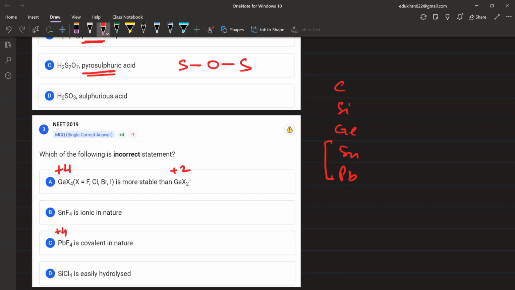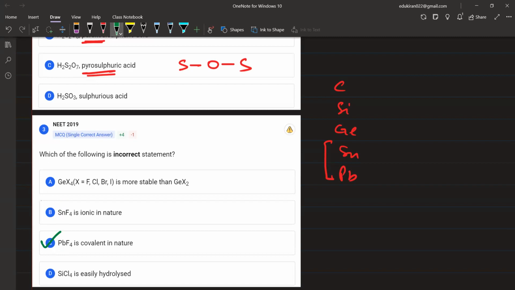Then SnF4 it is again ionic in nature, why? Because अब ये metal आ चुका है ना। उसी तरह से PbF4 भी क्या है, it is metal। यहाँ पे lead is also a metal and F4 negative will be in its ionic state, ठीक है। So C is the correct option and it is an incorrect statement.